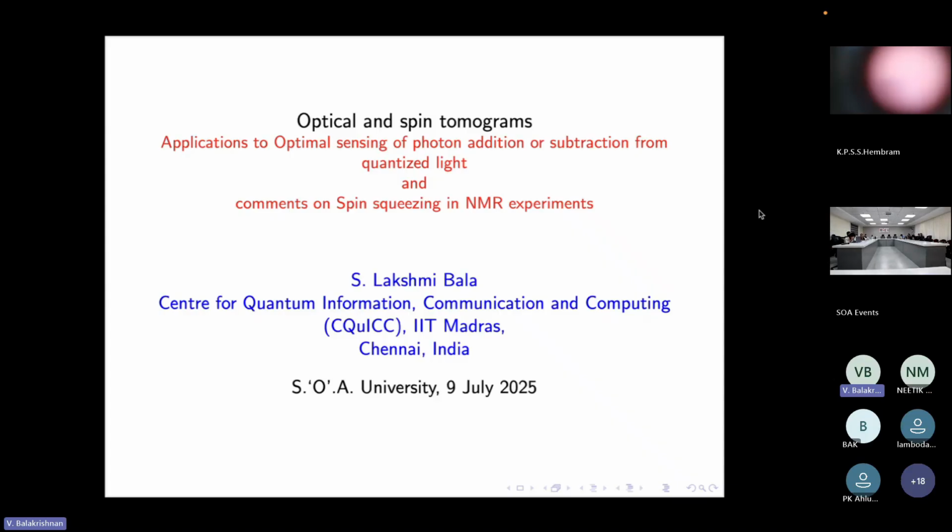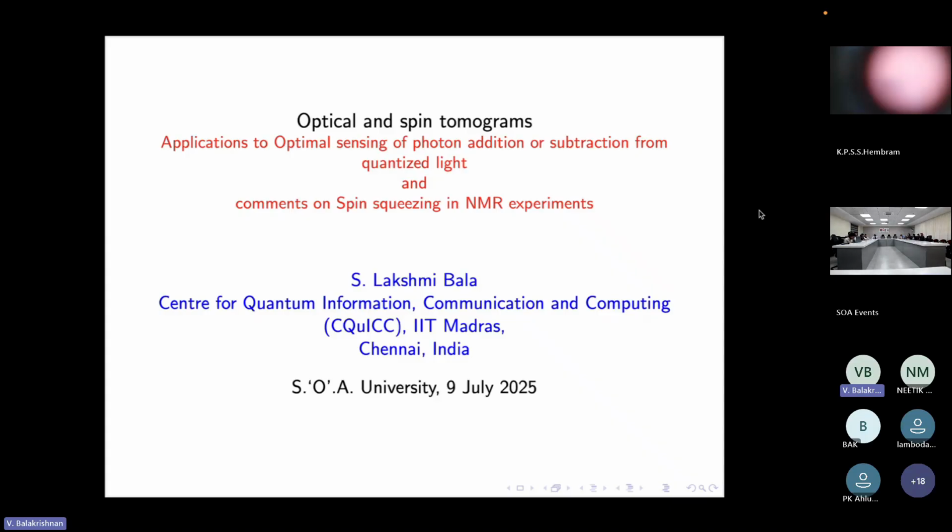So today I've just titled this optical and spin tomograms. And here would be a very direct application of the Wasserstein distance, the Kullback-Leibler divergence, and the Bhattacharyya distance to things very physical, because I'll also discuss an experiment as we go along.